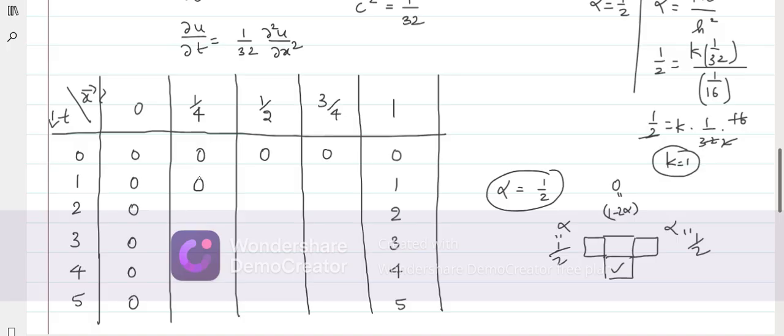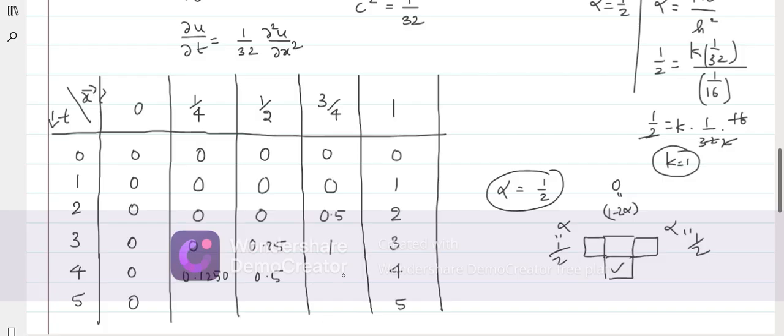So how can you calculate these values? 0 plus 0 divided by 2 is 0. 0 plus 0 divided by 2, 0. 0 plus 0 divided by 2, 0. Next, again it is 0, 0, 1, and 0 plus 1 divided by 2. No, it's not 0. 0 plus 0.5 divided by 2 is 0.25. And 0 plus 2 divided by 2. Next, 0 plus 0.25 divided by 2. 0 plus 1 divided by 2.